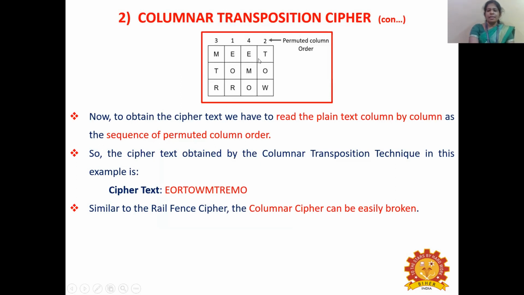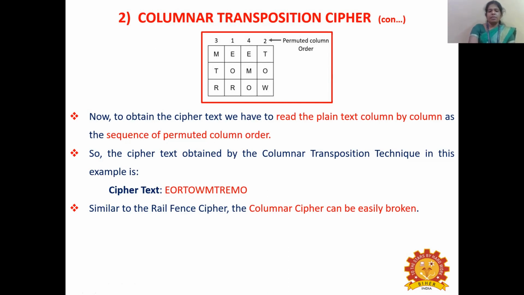EO or, then second I have given here TOW, then third is MTR, and fourth one EMO. So EO or TOW, MTR, EMO. According to the permuted column order, we have converted the plain text into a ciphertext. Similar to the rail-fence cipher, the columnar cipher can be easily broken.